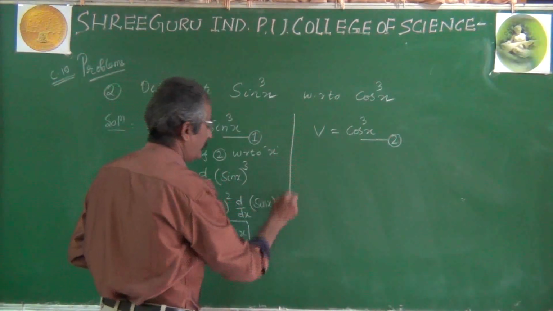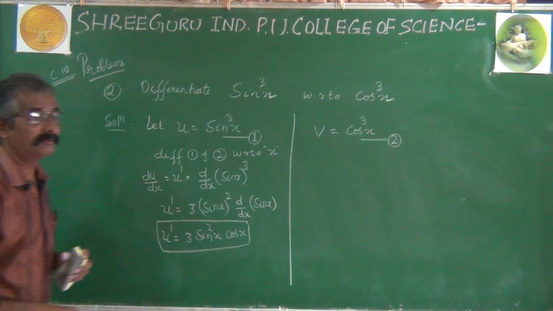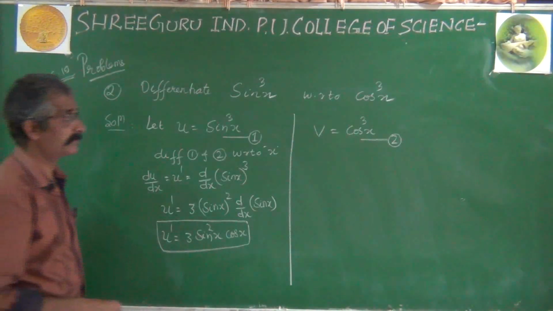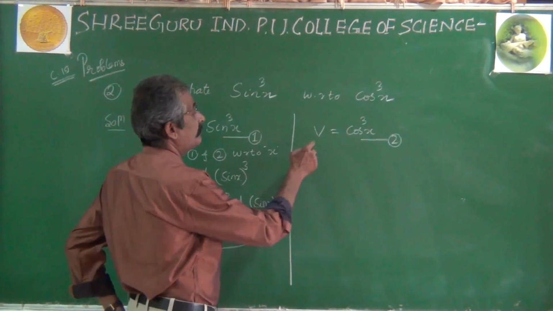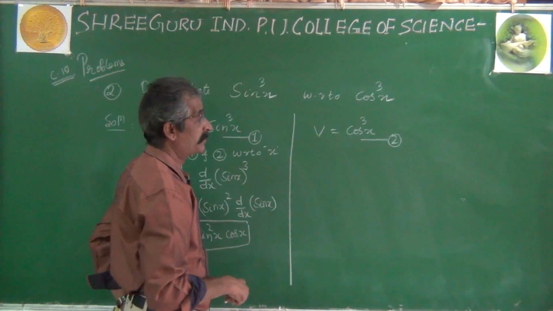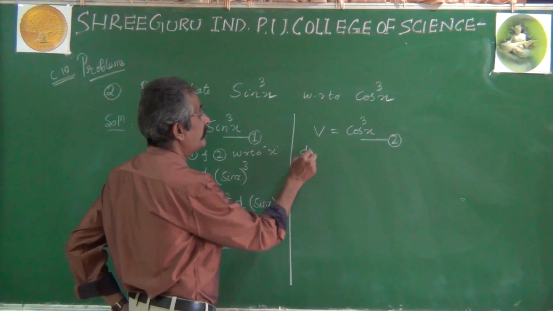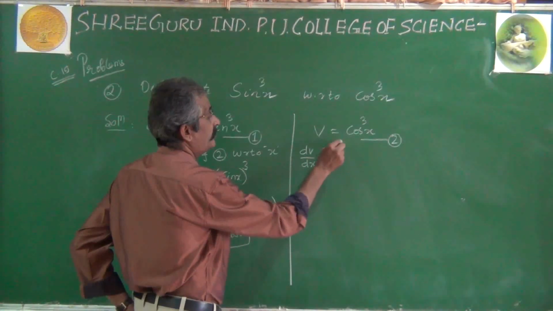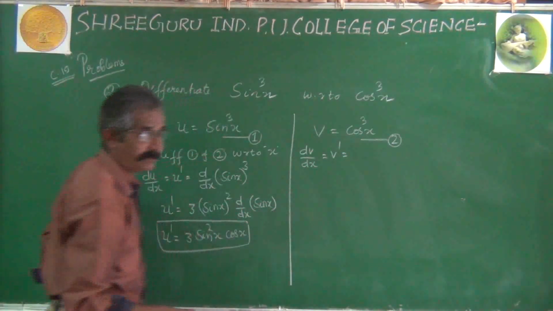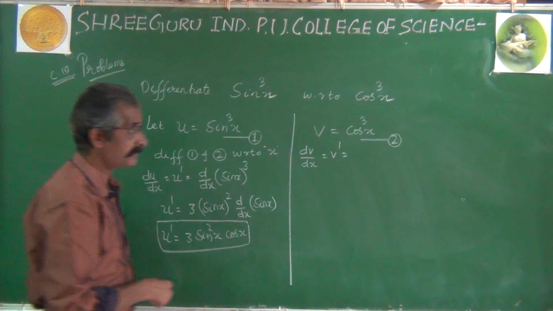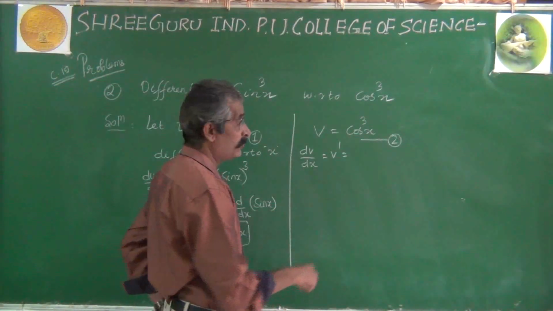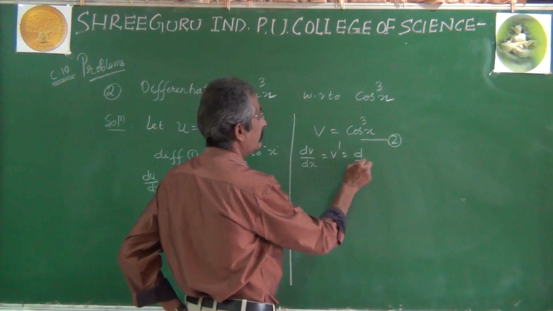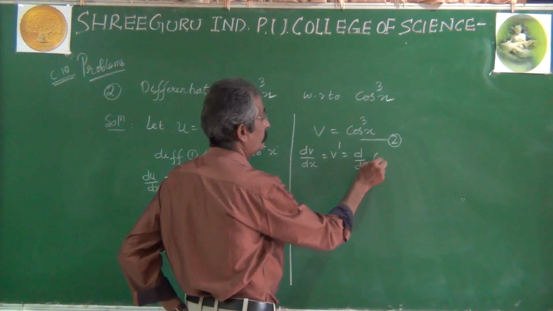Next, in same manner, now we shall differentiate v function. Differentiating 2 also with respect to x. dv by dx, right hand side, v dash, I mean, another notation, v dash. Right hand side, symbolic form, d by dx of cos cube x.